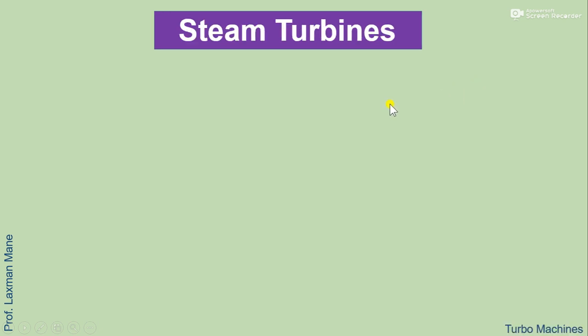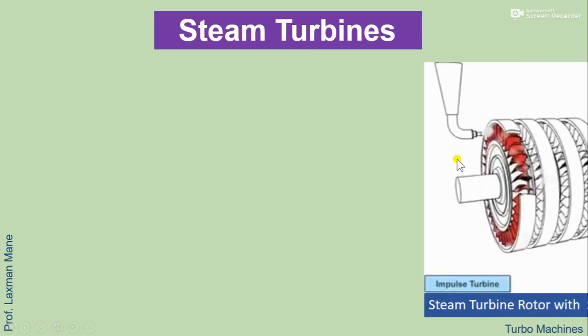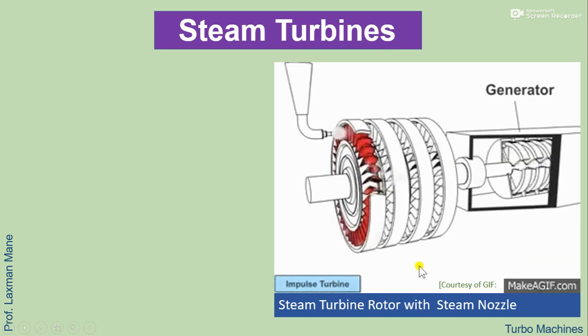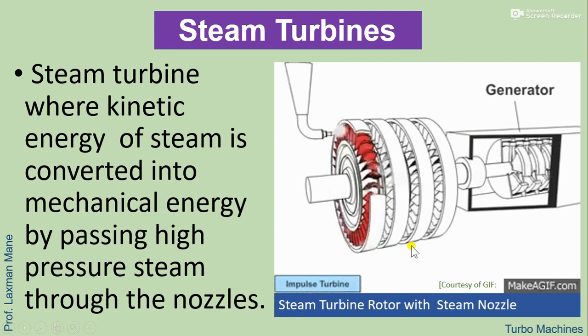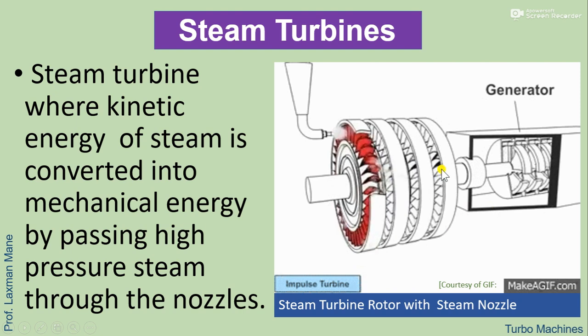Now we will see about steam turbines. Here we see a steam turbine where kinetic energy of steam is converted into mechanical energy by passing high pressure steam through the nozzles. This steam turbine is coupled to the generator which produces electrical energy.